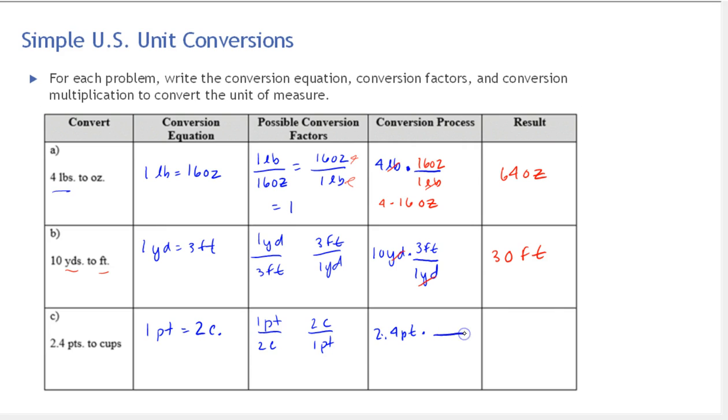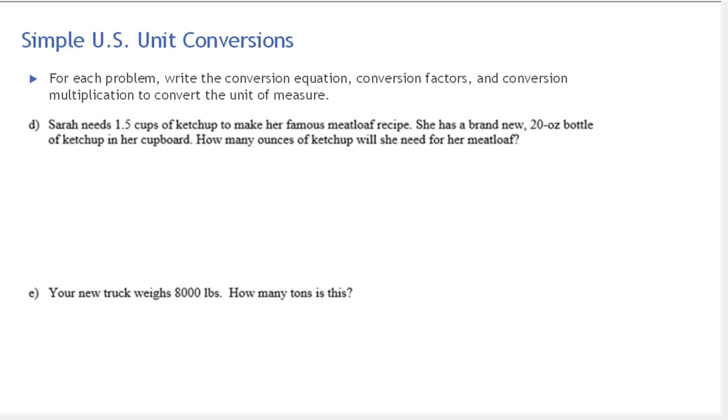and let's see what we multiply it by. Well, we want pints to cancel, so we're going to use this one. 2 cups goes on top. The pints cancel, and we multiply 2.4 times 2, which is 4.8 cups is our result. Okay. Now let's look at 2 application problems.